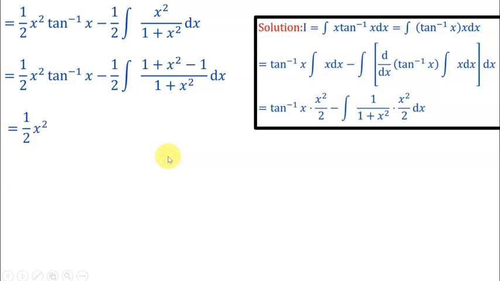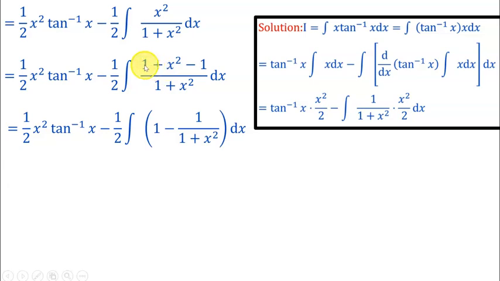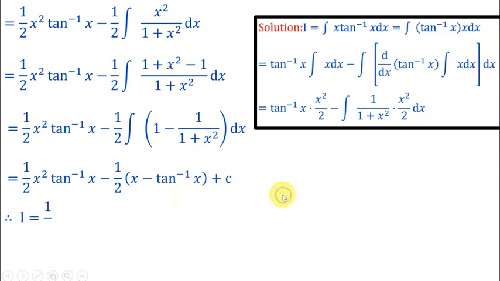Then split this up: 1 upon 2 x square tan inverse of x minus 1 upon 2 integral of (1 plus x square upon 1 plus x square). You will get 1 minus 1 upon 1 plus x square, bracket complete, into dx. That is 1 upon 2 x square tan inverse of x minus 1 upon 2 integral of 1 is x. Integral of 1 upon 1 plus x square is tan inverse of x plus c. And with normal simplification, I is equal to 1 upon 2 x square tan inverse of x minus 1 upon 2 x. Minus minus will become plus 1 upon 2 tan inverse of x plus c.